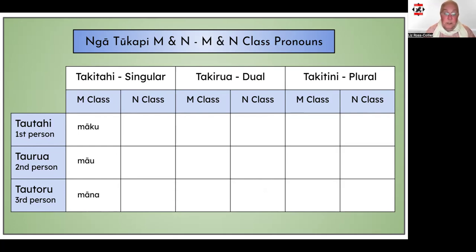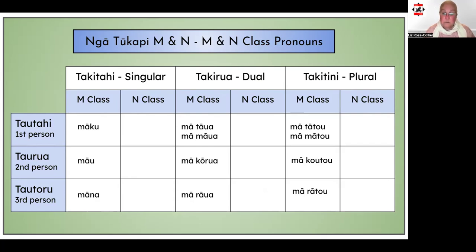Moving over to the dual pronouns now. In the M class column, we have mā tāua, we, as in you and I will, and mā māua, we, as in me and someone else will. Mā kōrua, you two will, and mā rāua, they two will. Same thing goes for the plurals. Mā tātou, we will. Mā mātou, we, three or more others will. Mā koutou, you, three or more will. And mā rātou, they, three or more will.